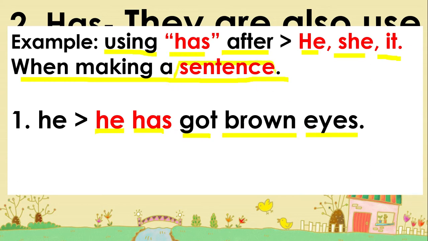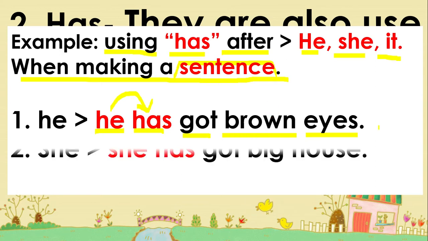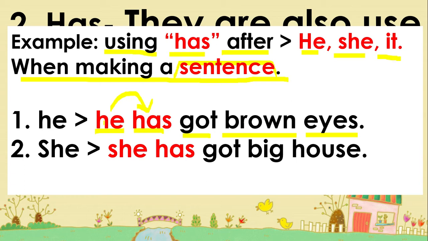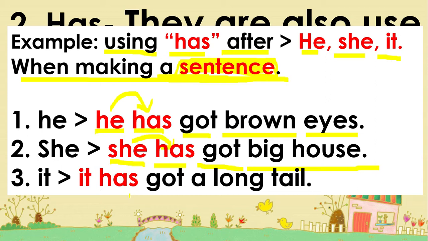So I'm making a sentence here. So we are going to write first the word he before the word has, okay? Number 2, she. She for girls, he for boys. She has got big house. Okay, so the word starts with she before the word has because it's a sentence. It is for things or objects. Okay, so it has got a long tail. So it goes first before the word has.